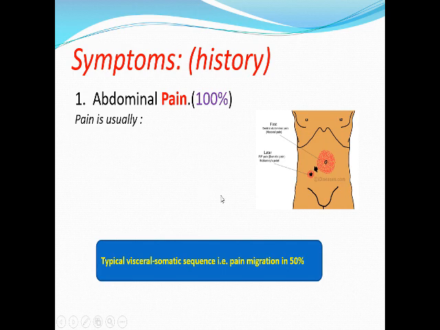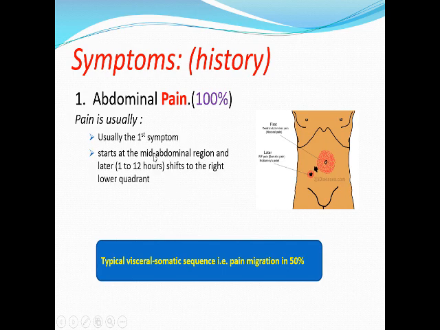So abdominal pain is usually the first symptom. It starts around the umbilicus and then shifts to the right iliac fossa, constant in nature with intermittent abdominal cramps. In the typical scenario I discussed, the pain starts around the umbilicus, which is the visceral pain, and then shifts to the right iliac fossa, which is the somatic pain.